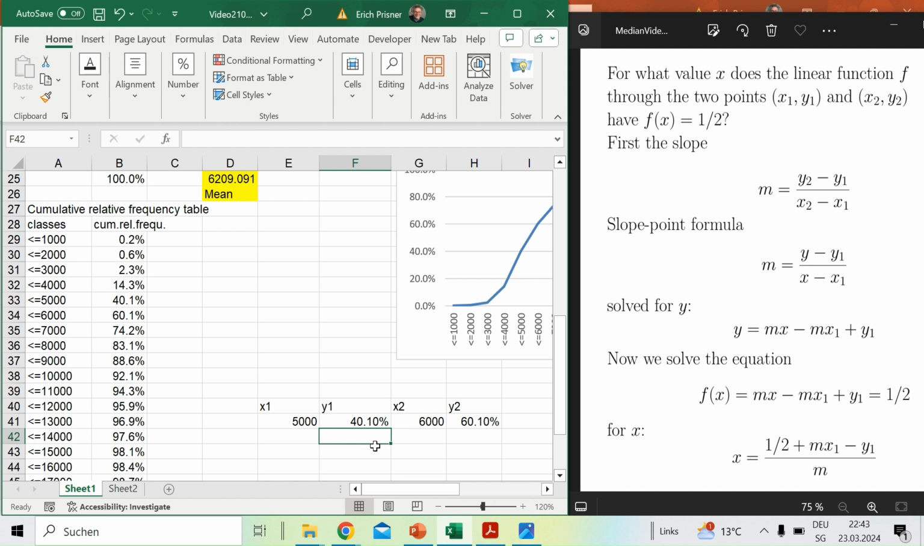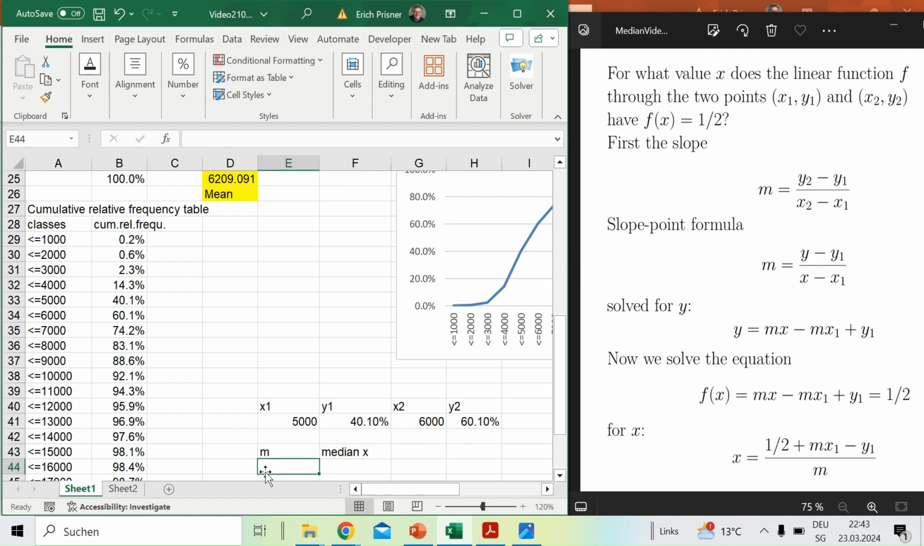And so maybe I highlight this a little, or maybe not, because it's not visible at the moment. So anyway, this is what you fill in based on your relative frequency table. And then we have two calculated values. We have m and we have the median, or what is called x in this formula sheet on the right.